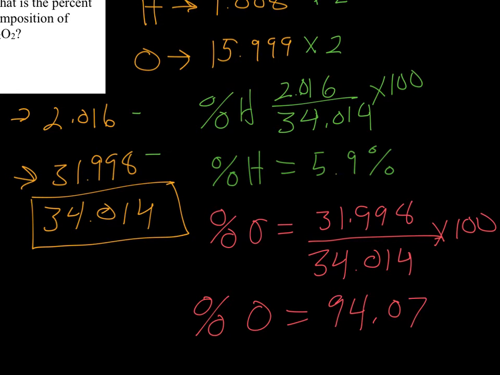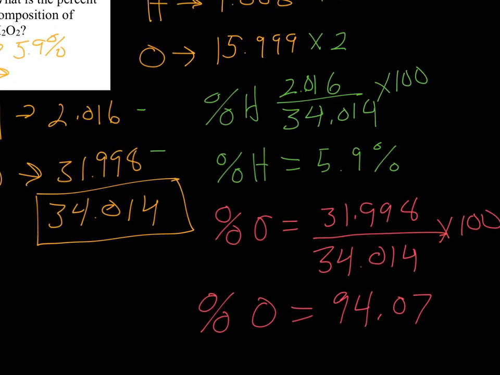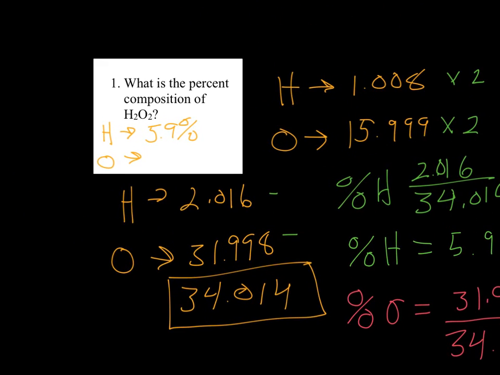94.07. So if we go back, we have our question, what is the percent composition of hydrogen peroxide, which is what H2O2 is. My hydrogen is 5.9%, and my oxygen is, as we just saw, 94.07, or 94.1%. You'll see 94.1 and 5.9 add up to 100. So that is that.